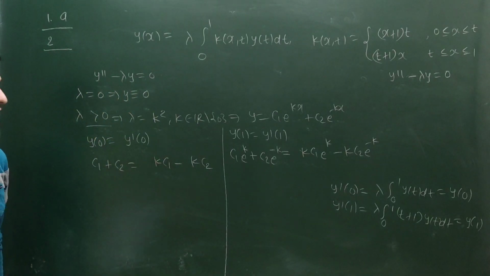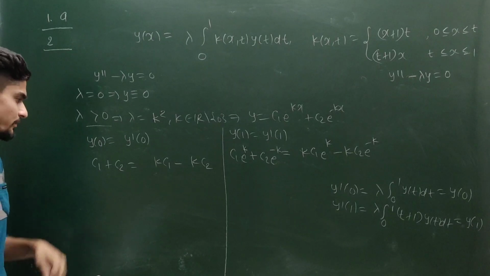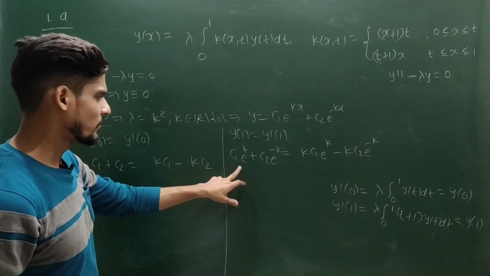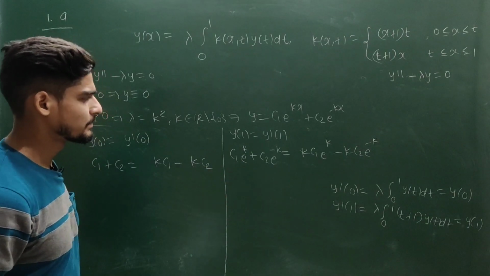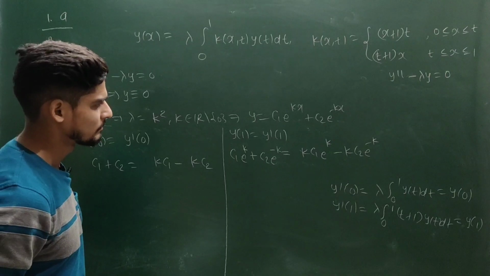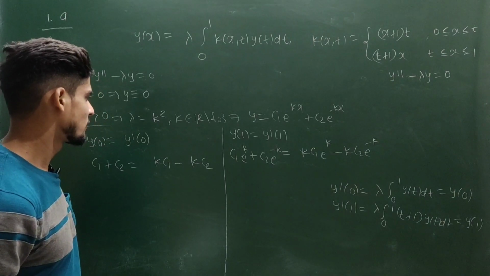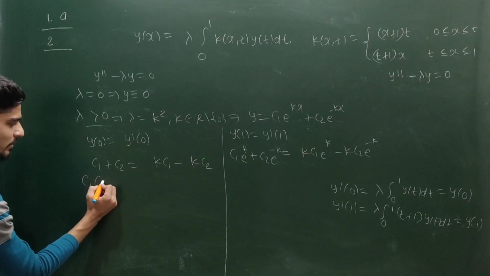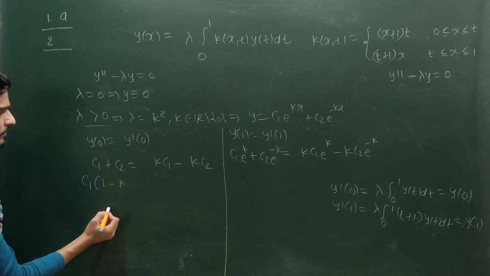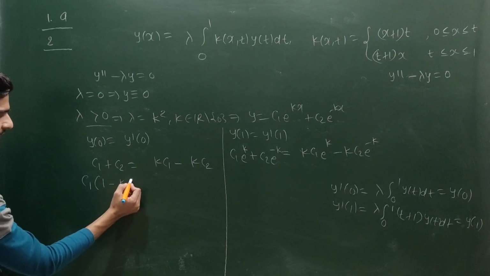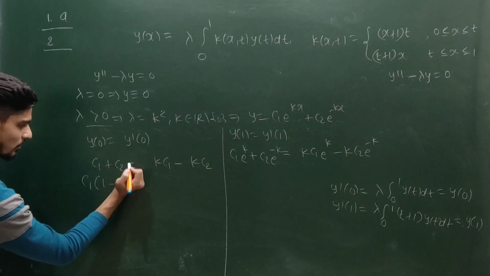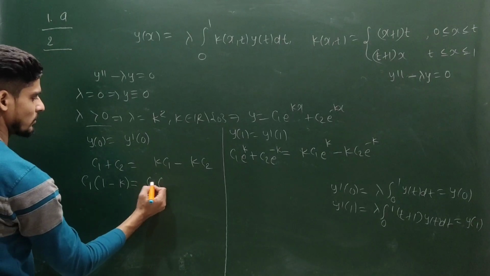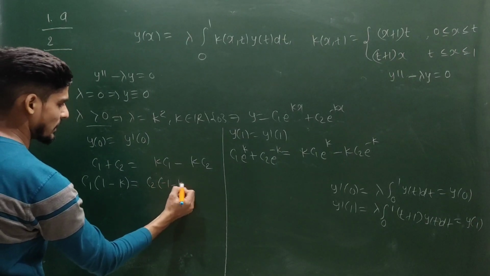So we are having these two equations. We can solve this equation easily. So what I can do is, you take c1 common out, then I will be having (1 minus k) times c1, okay, 1 minus k is equal to, your c2 is common out, so this is minus (1 minus k).